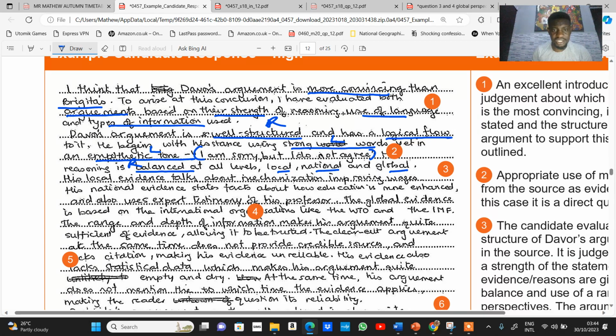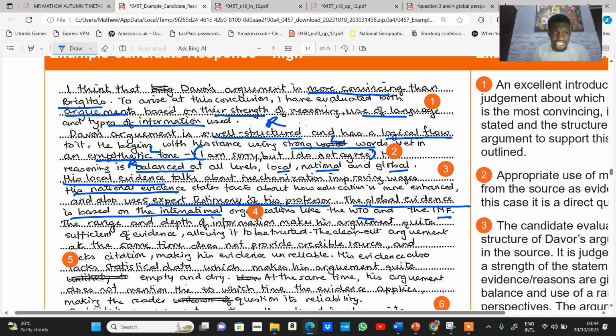This candidate said the local evidence talks about mechanization improving wages. The national evidence states facts about education, and enhanced the use of expert testimony. He talked about an expert testimony from the professor. Now, the global evidence is based on international organizations like the World Trade Organization and the International Monetary Fund, as stated. So you see, these are all evidence and types of information. She has brought in her evidence.